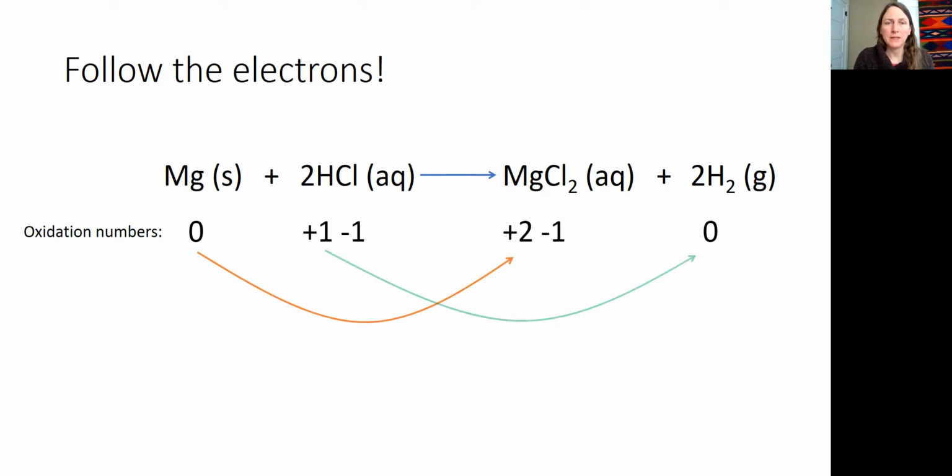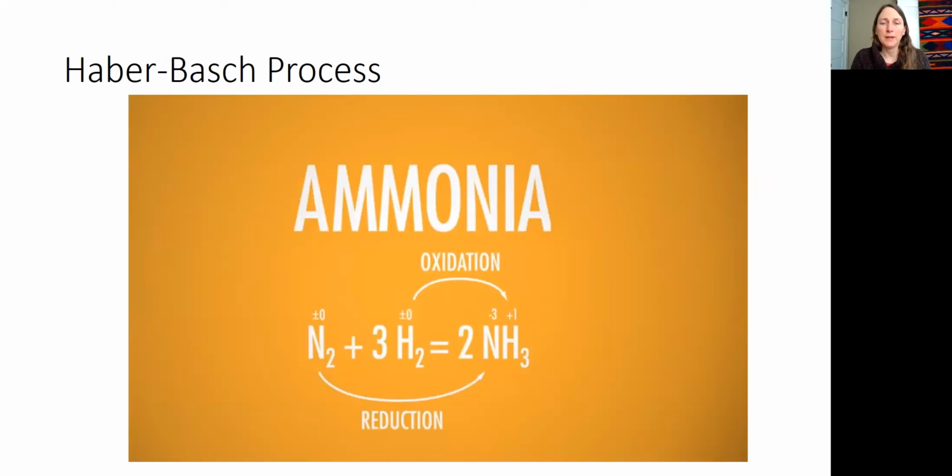So what happened to these things? First of all, magnesium went from 0 to +2, and hydrogen went from +1 to 0. So magnesium lost 2 electrons because it went from 0 to +2, and now it has a positive charge. Hydrogen gained 2 electrons, and so it was reduced. It went from a +1 charge to a 0 charge, and there were 2 of them. So in this case, magnesium was oxidized, even though it's not joined up with oxygen, and hydrogen was reduced. Okay, here's another example, the Haber-Bosch process.